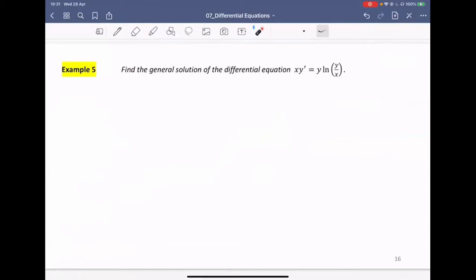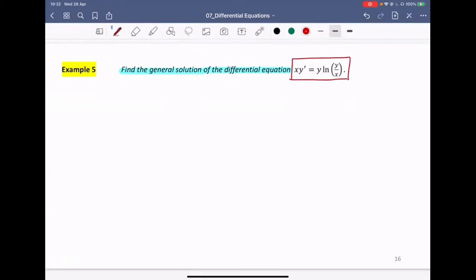All right, so let's do another example, example 5. Okay, sounds good. And then we're going to have a break, I think. After this question, we're going to have a break. All right, so let's look at another homogeneous differential equation. I want you to find the general solution of this differential equation.